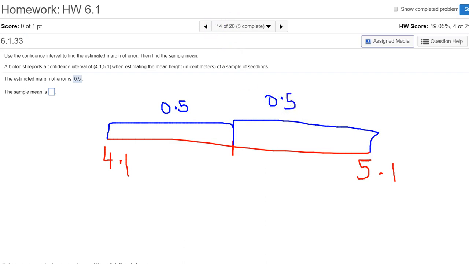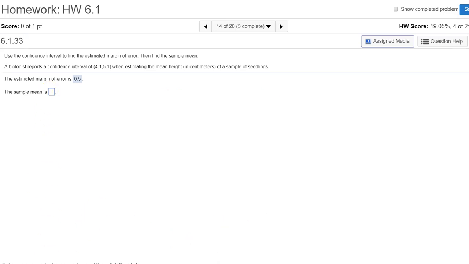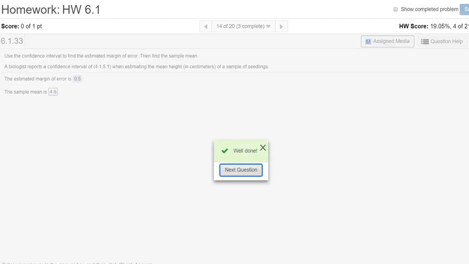Okay, so what they're asking me to do is, let me pick another color. Okay, so they're asking me to find the sample mean here. So they're asking me to find x bar, which is this particular value. All I can do is add simply 4.1 to 0.5 to get this one. Or you can subtract 0.5 from 5.1, either way. But I'm just simply going to go ahead and add 4.1 to the margin of error 0.5. That way it's going to keep it simple. Okay, I'm going to have to press this one. 4.1 plus 0.5 is 4.6. Your sample mean is 4.6.